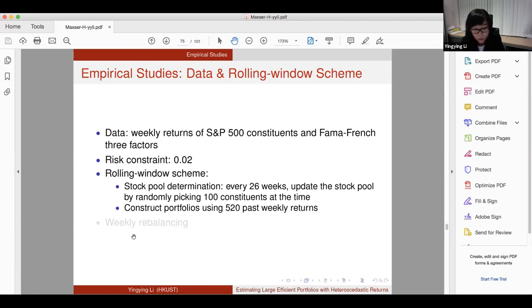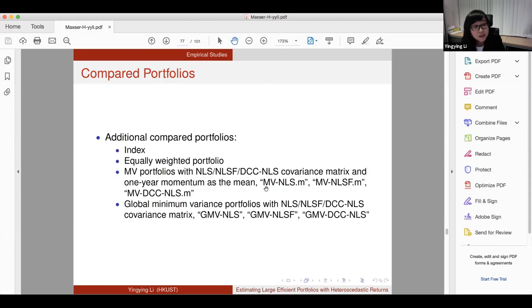And we do a weekly rebalancing. Every week, we make sure that we are holding the same portfolios. This portfolio is going to hold for half a year. And then additional compared portfolios include the index and also equally weighted portfolios, which has been seen empirically to perform well.